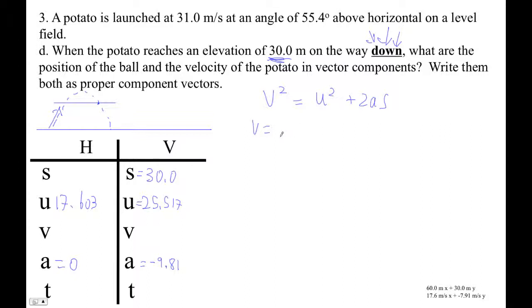Okay, so V is the square root of, and we're doing a vertical calculation here, 25.517 squared plus 2 times negative 9.81 times 30.0. So when I do that, square root, left parenthesis, 25.517 squared plus 2 times negative 9.81 times 30, I get 7.90907.